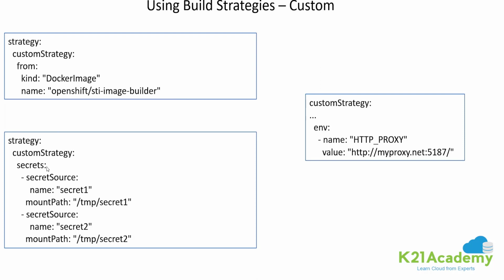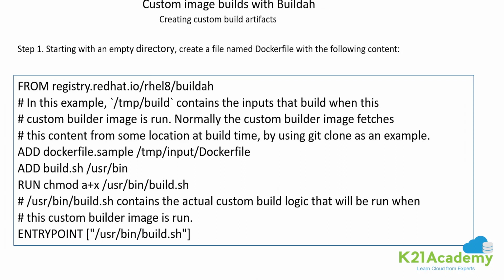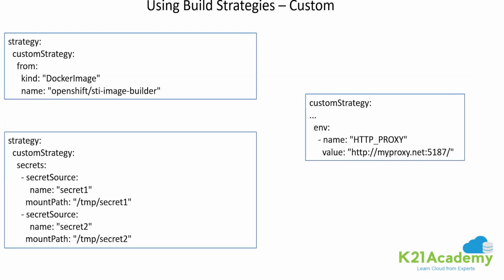Then you can use how to call the secrets, how to pass the environmental parameter. These are some of the syntaxes. You don't have to remember them. And yes, guys, you might be thinking how we can create your own custom image, the custom builder image.